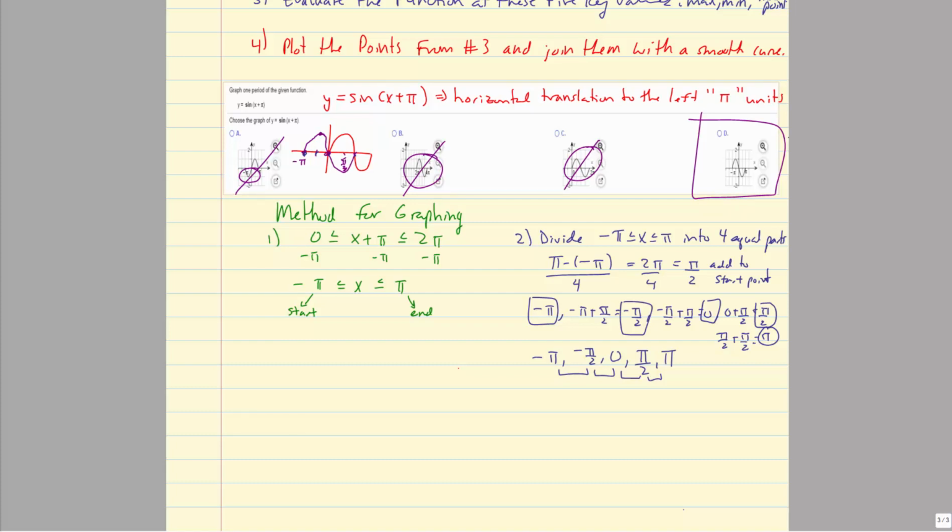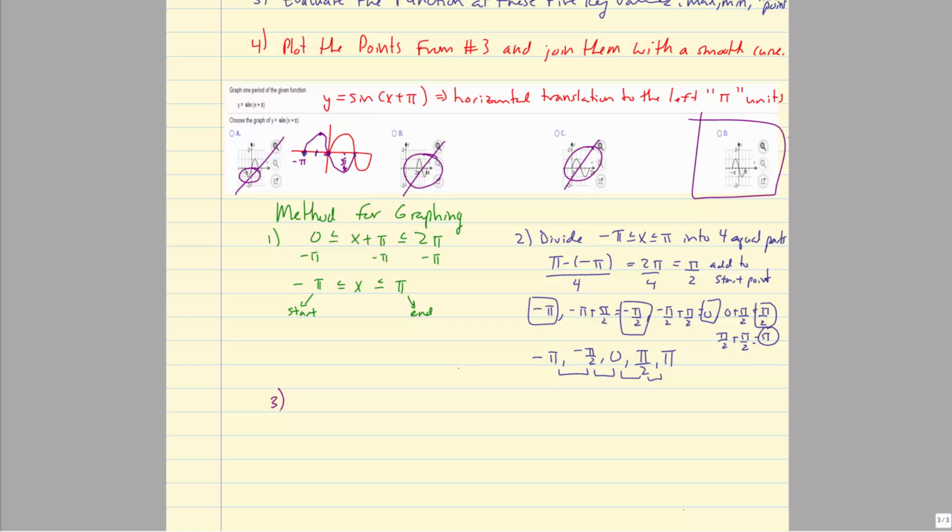Okay, so now I should be able to plot points with these. And you'll already see the advantage of being able to recognize your graph and just go ahead and see, oh, it's a horizontal translation to the left so many units. It's a lot shorter than these graphing methods. However, these graphing methods are really handy for more complex problems. So my next one was to evaluate the function at these points.